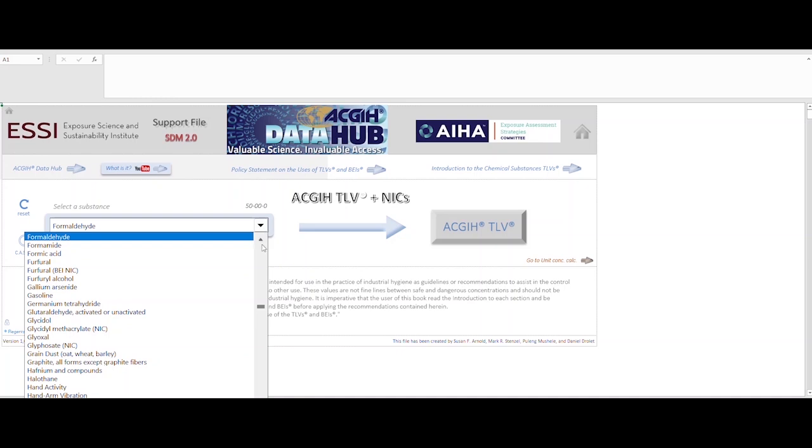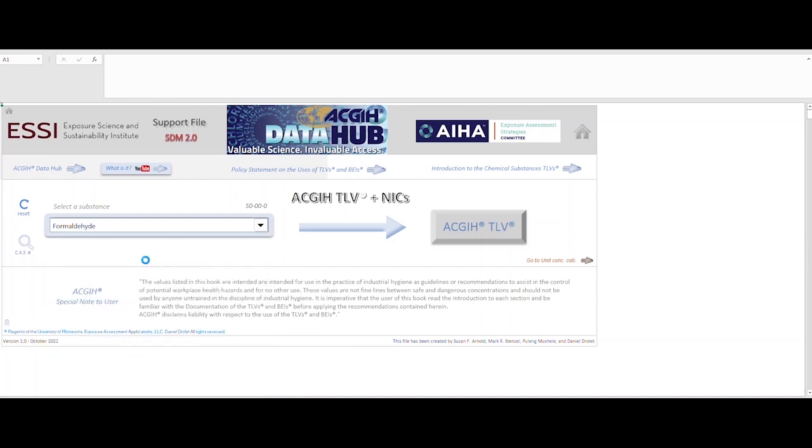Using the drop-down menu, the user can select a specific chemical to search on the Data Hub site. After selecting the chemical of interest, the user clicks on the ACGIH TLV, and provided there is internet access, it will connect to the chemical-specific ACGIH TLV page.